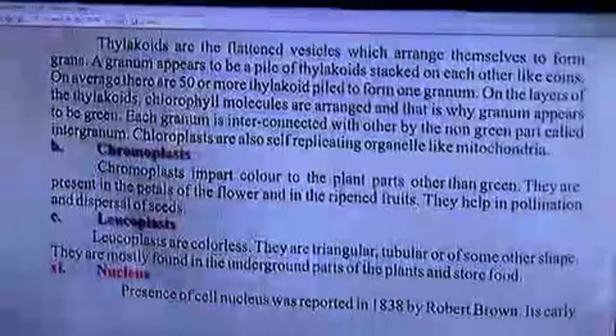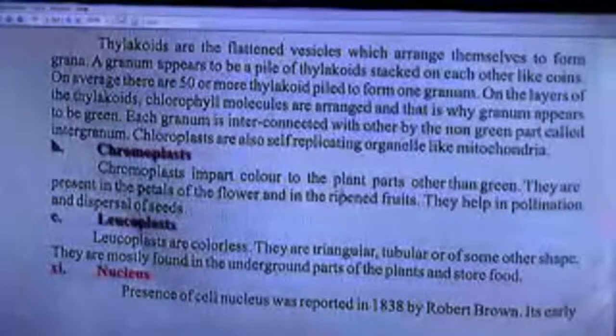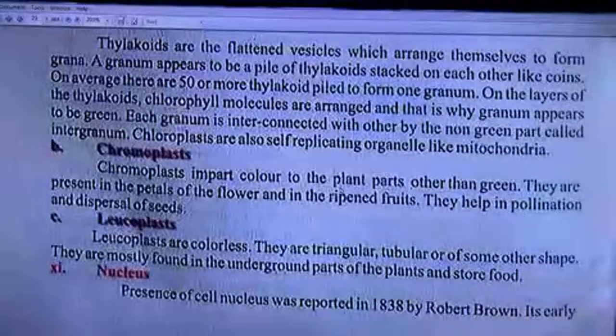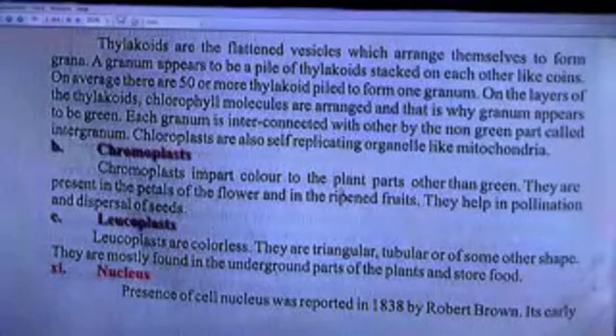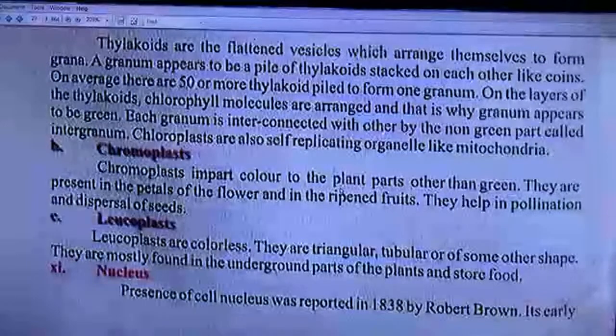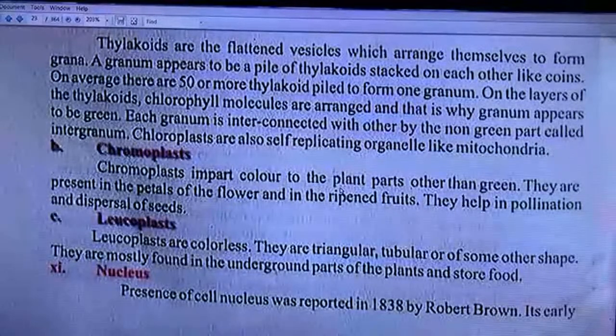Thylakoids are flattened vesicles which arrange themselves to form grana. A granum appears to be a pile of thylakoids stacked on each other like coins. On average, there are 50 or more thylakoids piled to form one granum. On the layers of thylakoids, chlorophyll molecules are arranged, and that is why a granum appears to be green. Each granum is interconnected with one green part called the intergranum. Chloroplasts are also self-replicating organelles like mitochondria.